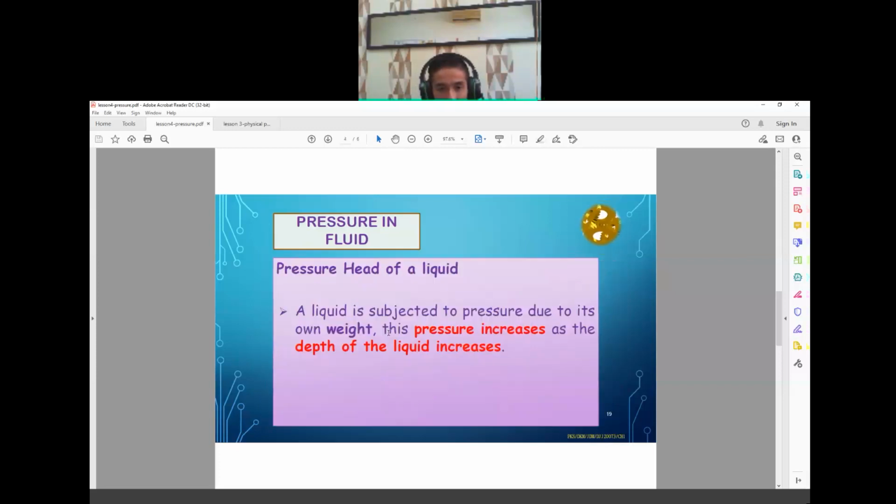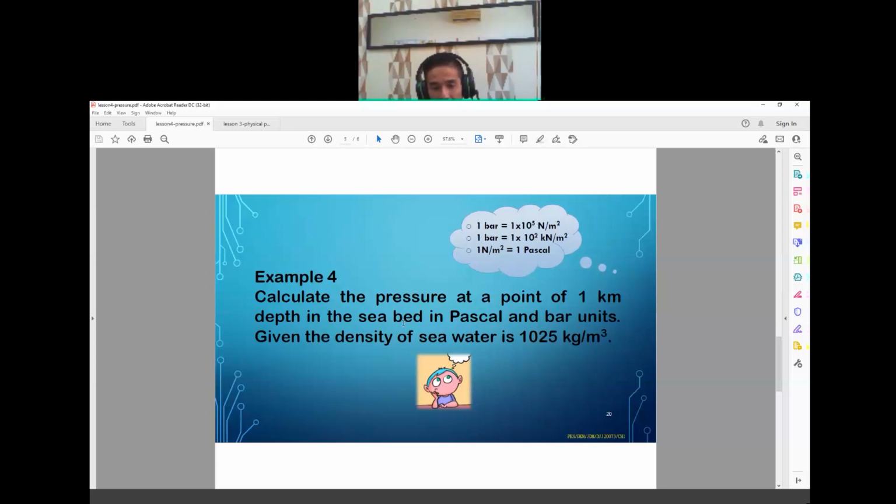No? Okay, so I think this one, pressure head, also equals the definition of it. You can read it through from your CDOS. We will go straight away to the example here. So please calculate the pressure at 1 kilometer depth of the seabed in Pascal and bar units.